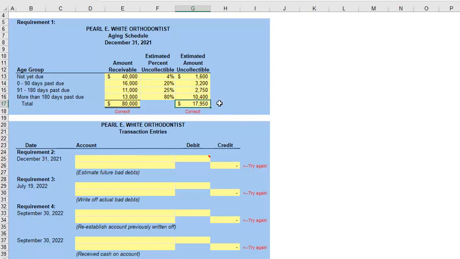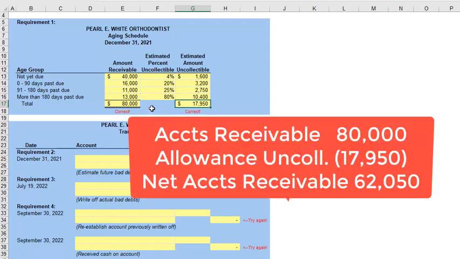That will be uncollectible. So when we show our balance sheet, which we're not doing here, but when we show our balance sheet, we want to show our financial statement users that we have 80,000 in accounts receivable. We do not believe that we'll receive 17,950. So we are going to have a net accounts receivable of $62,050.